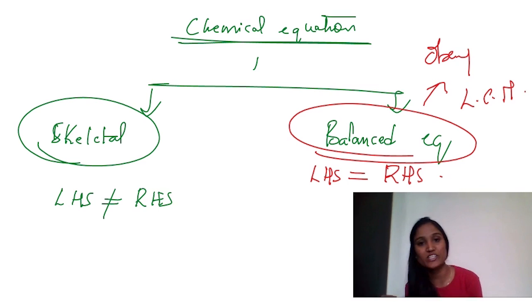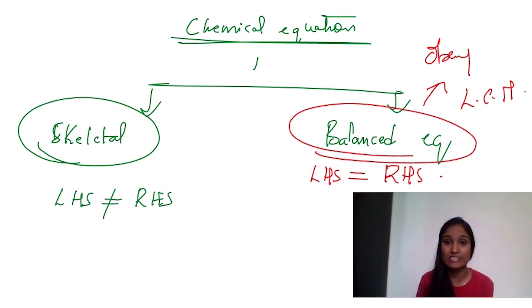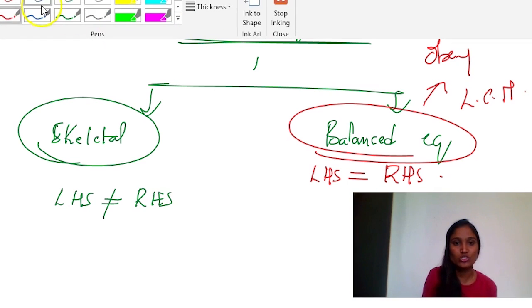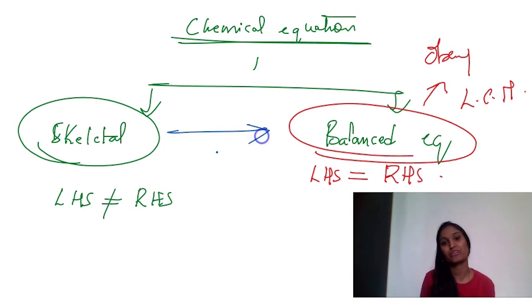One is skeletal, other one is balanced. Skeletal equations are not accepted. You should not write chemical equations even in exams. So what if I have a skeletal equation written on the paper then? What should I do? Simple. You should convert it into a balanced equation. How? You can convert it into balanced equation by balancing.